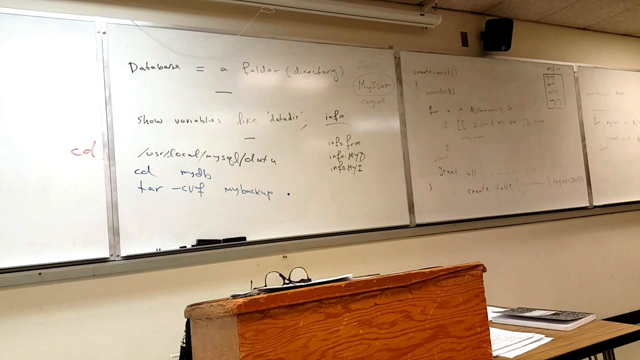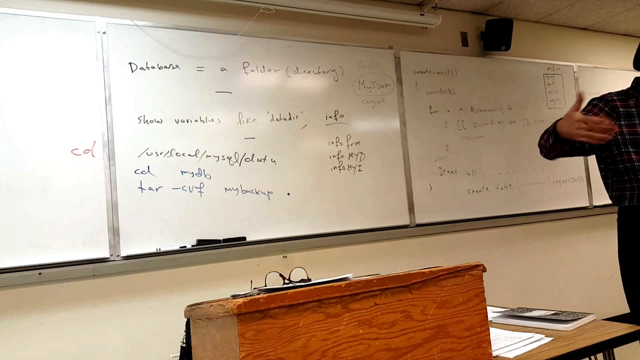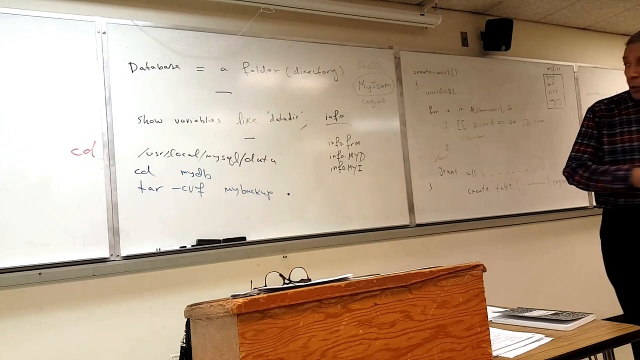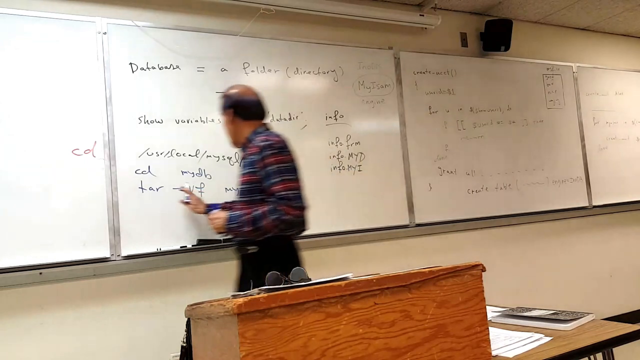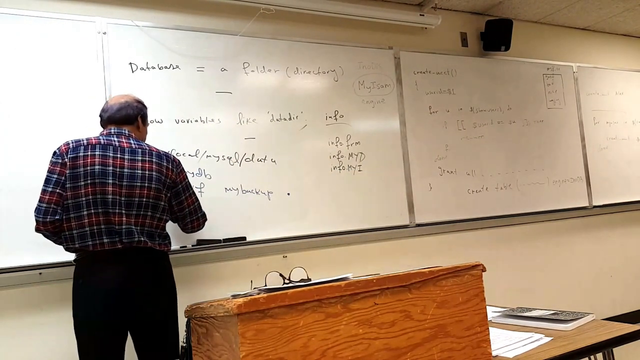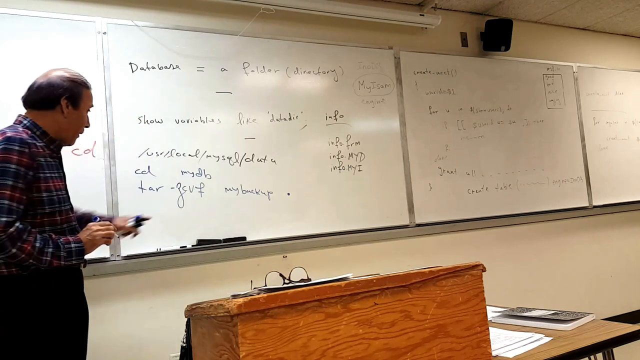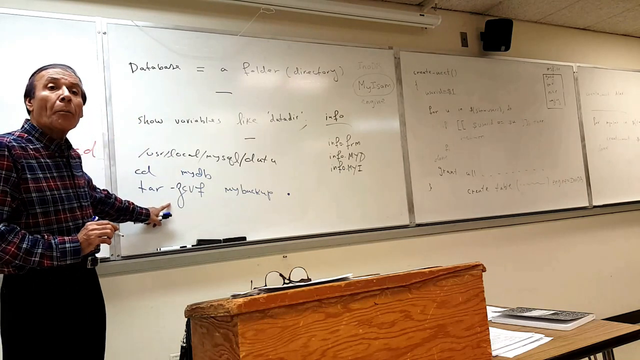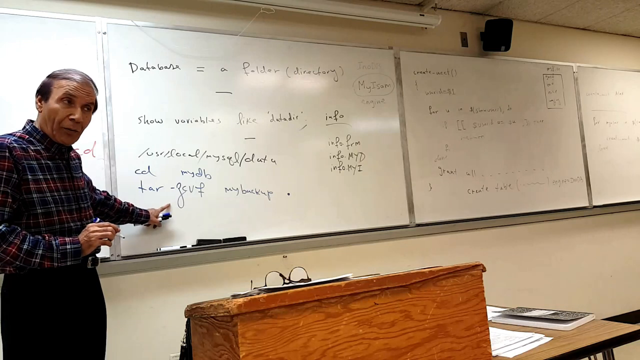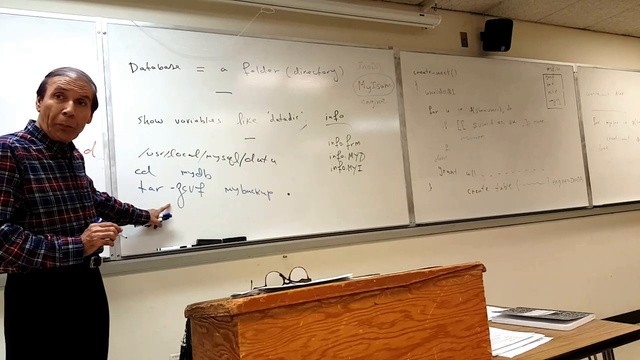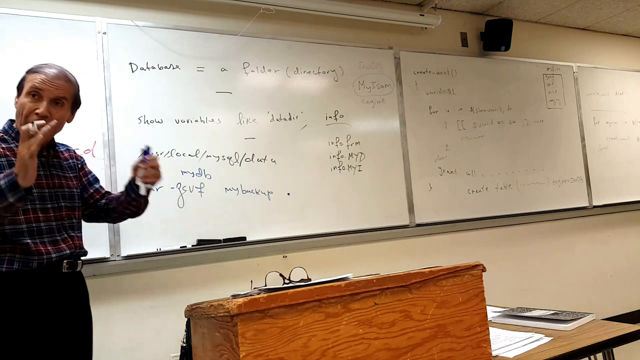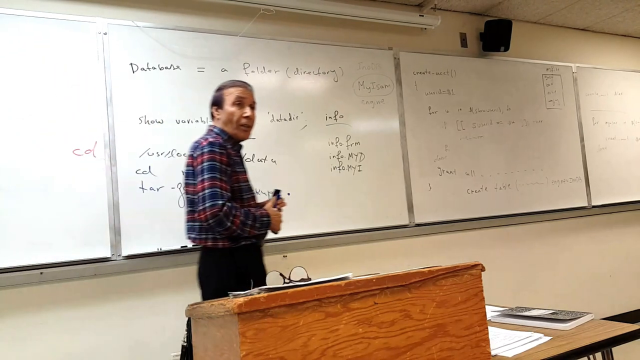If you want to compress the file, I highly recommend it, because when you're doing the backup, these files are gigantic, especially if you have many tables. So you'd better use the option -z: tar -zcvf. The z option means compress your archive, so your archive is going to be much smaller.